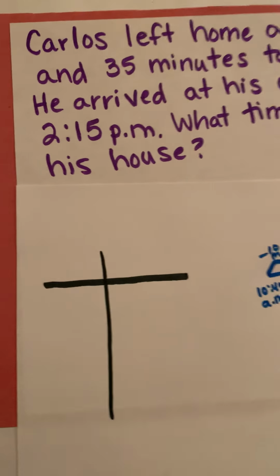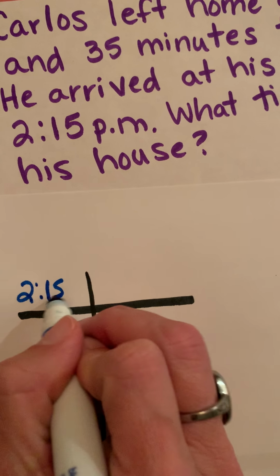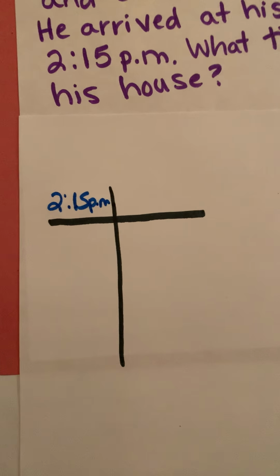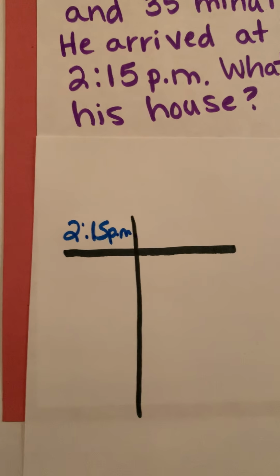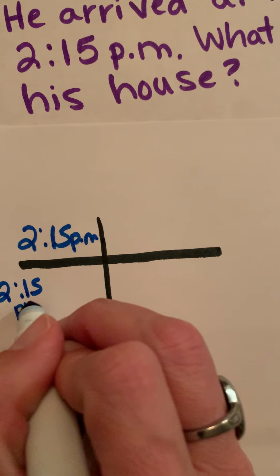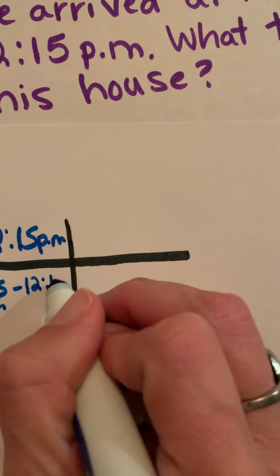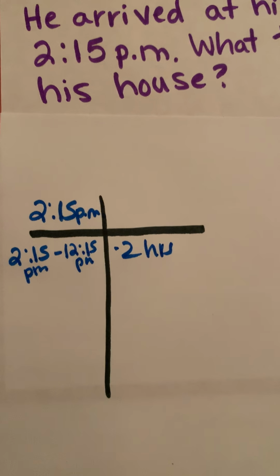So now let's look at it if we are doing it with a T-chart. So it is 2:15 p.m. and we want to find out what time we left. So we're going to start taking away. This is going to be the time that we're taking away. We're going to take away our time on this side. So if I go from 2:15, we're doing p.m., and let's say I want to get to 12:15, which is still going to be p.m. I took away 2 hours. Okay, I minus 2 hours there.